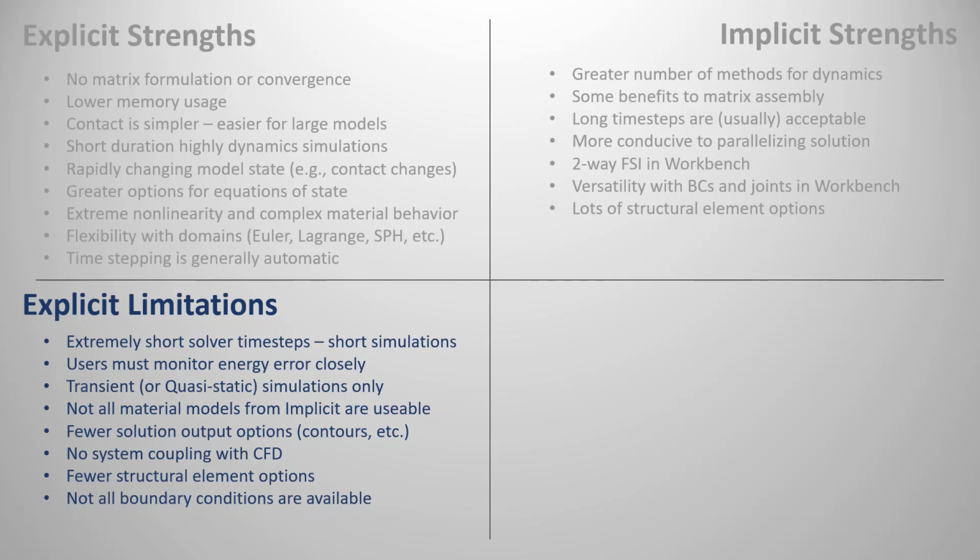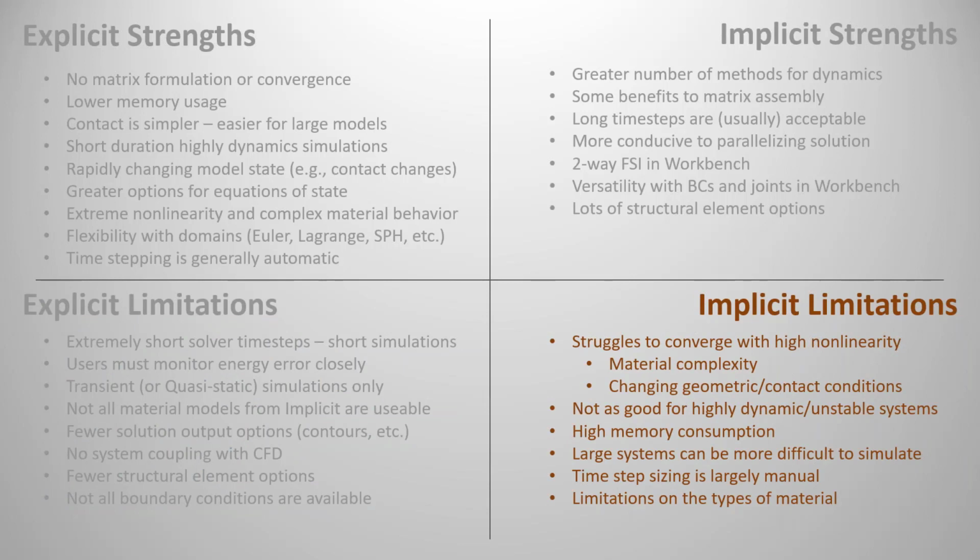Not all material models that are available in implicit studies are available in explicit. So for instance, I think certain hyperelastic models that are available through engineering data you just can't use. It doesn't have two-way coupling with CFD systems. There are a couple fewer structural element options with explicit dynamics depending on the tool you're using. And then not all your boundary conditions are going to be available. Certain ones just don't work with explicit tools that you get with implicit structural analysis.